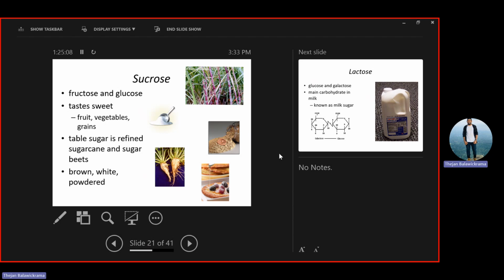It's best to buy the brown one. Right? Clear? Yes. We'll come to lactose.